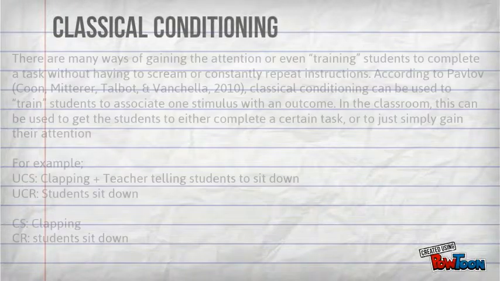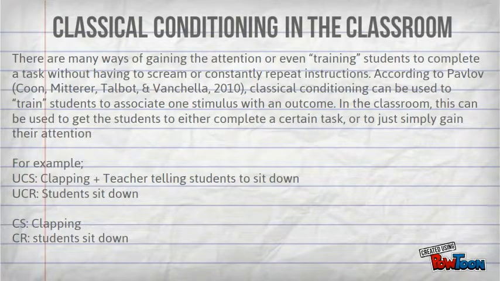Classical conditioning can be used in the classroom to gain the attention or even train students to complete a task or a behaviour without you having to scream or constantly repeat instructions. For example, clapping plus the teacher telling students to sit down, students will sit down. Clapping eventually will lead to students just sitting down by themselves.